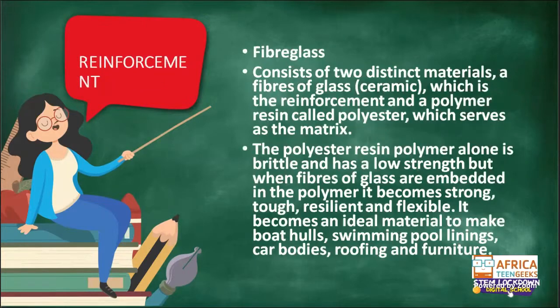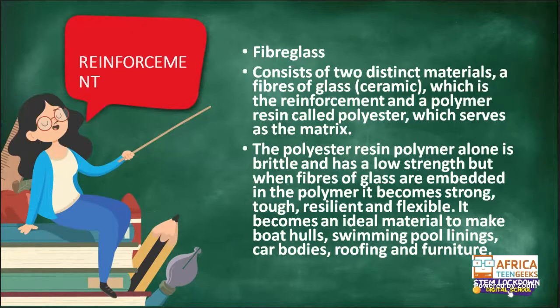All right. Now let's look at another type of reinforcement. We also have one called fiberglass. This consists of two distinct materials: a fiber of glass, which is called the ceramic, which is the reinforcement, and a polymer resin called polyester, which serves as what? A matrix. Now, what is fiberglass made of? Fiberglass is made of fiber and polyester resin, or we can simply say it's made of glass and then what? Polyester.